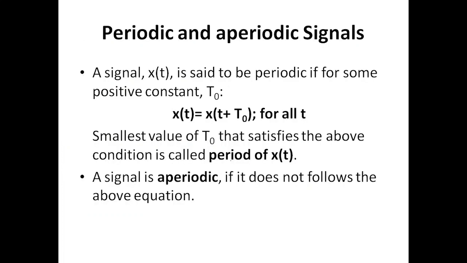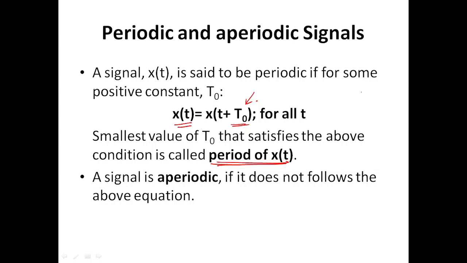Now, periodic signals and aperiodic signals. You all know sinusoidal waves are periodic signals. So why are they regarded as periodic signals? They are regarded as periodic signals because x(t) is equal to x(t plus capital T0), which is regarded as the period of the signal x(t). So after every T0, the signal will repeat itself.